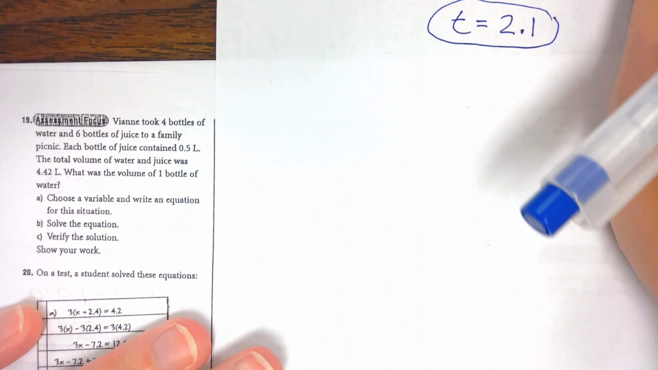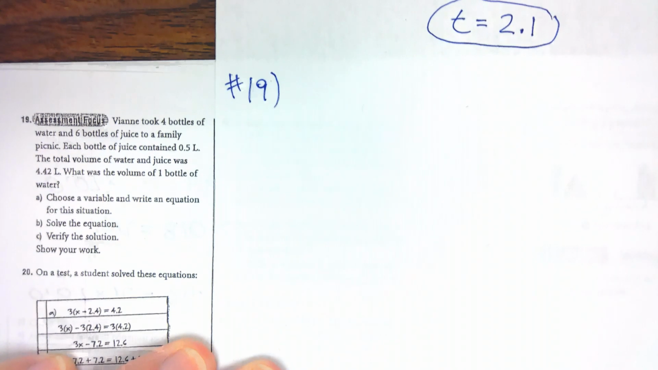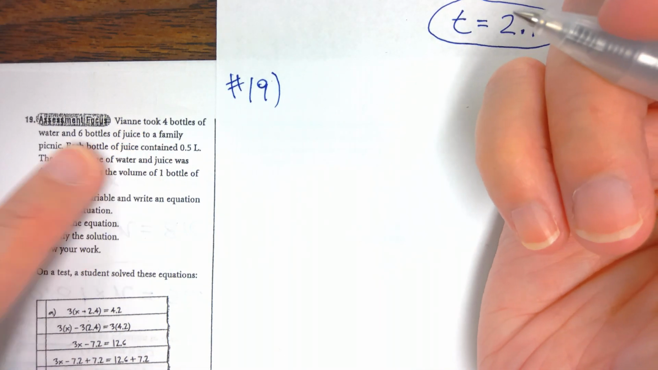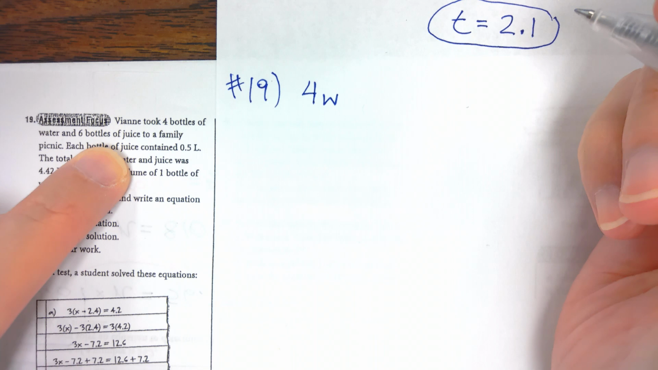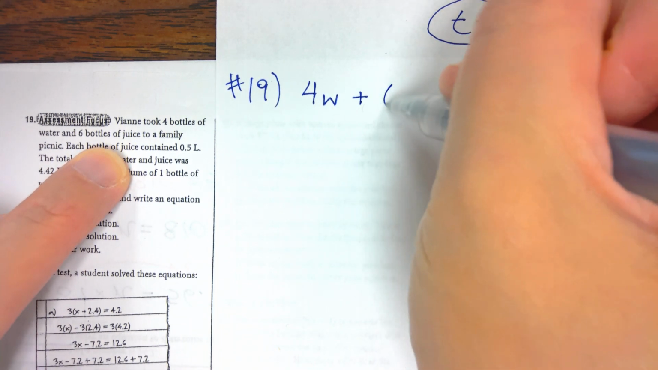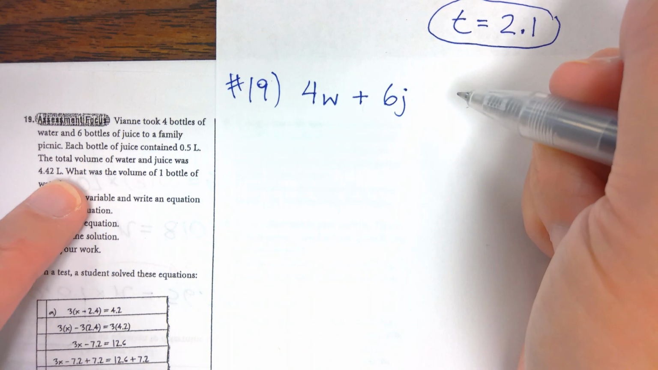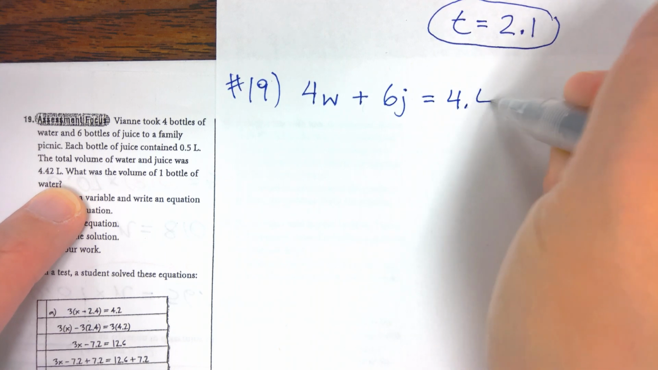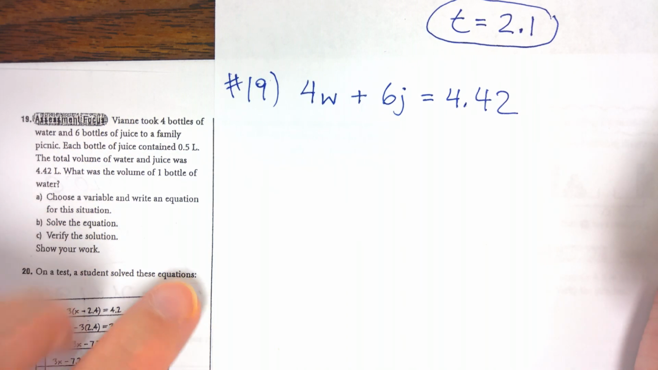Okay, remember I recorded this, so if any of these answers you miss, you can always go back to watch the video and pause. Vinan took 4 bottles of water, so 4 bottles of water, 4W, and 6 bottles of juice, so plus 6 bottles of juice, and the total volume of the water and juice was 4.42 liters. Okay, there's one more info right here that I haven't used.